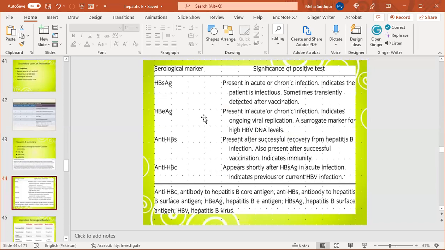Then comes anti-HBs, that is present after successful recovery from hepatitis B infection, and it is also present after successful vaccination. So it indicates immunity, this anti-HBs. And anti-HBc appears shortly after the hepatitis B S antigen in acute infection. It indicates previous or current HBV infection.